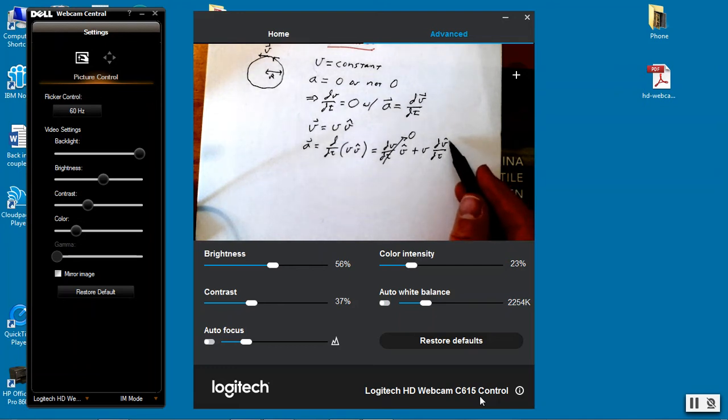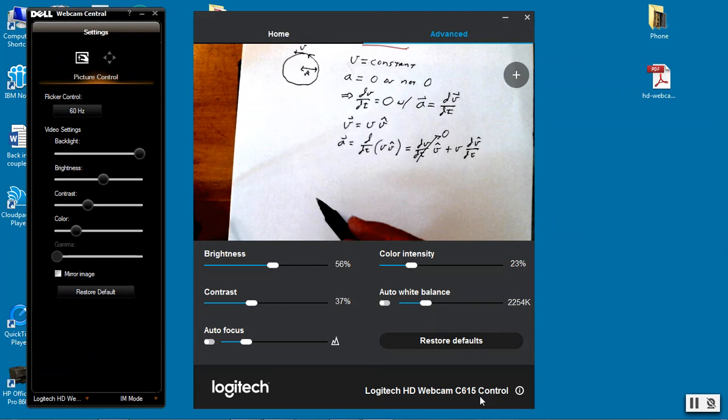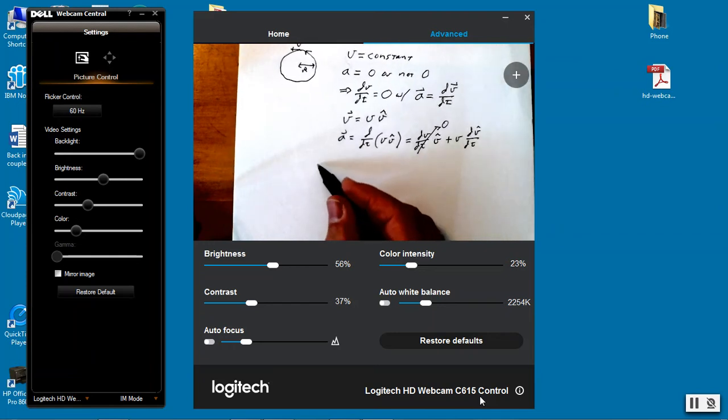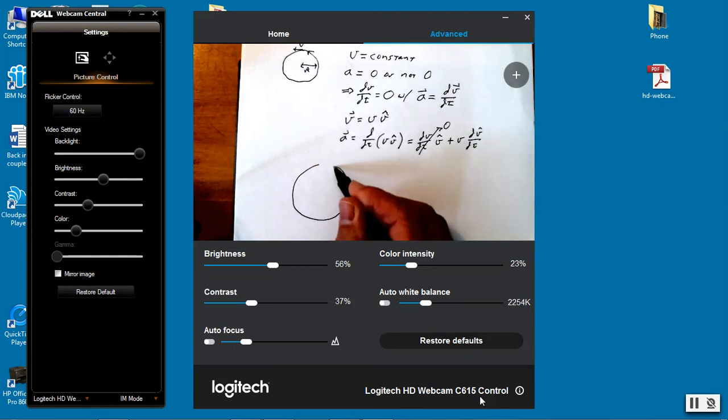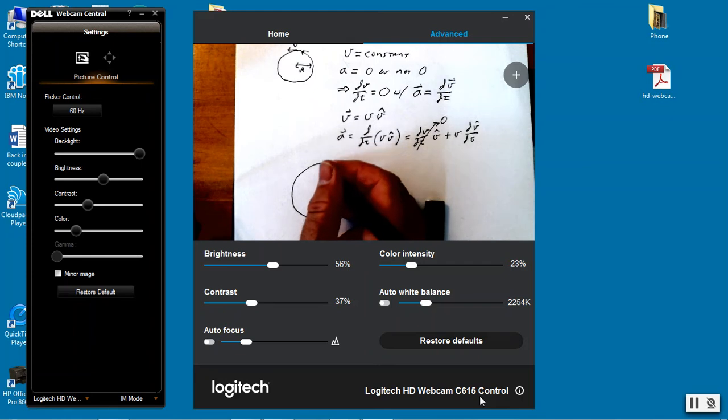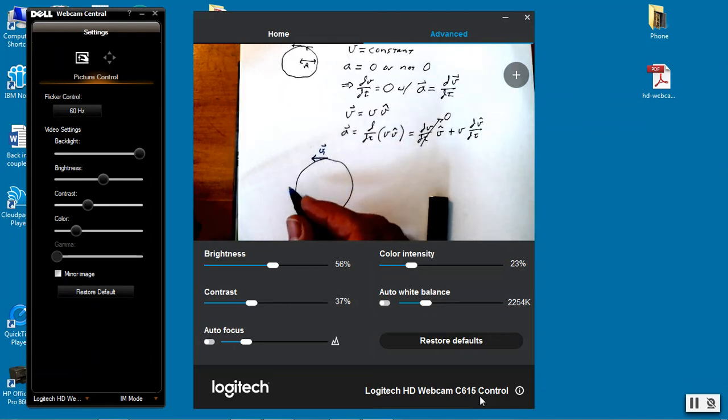It's the change of the direction that the velocity vector is pointing. So if I draw the circle again, at this point on the path, the velocity vector is tangent to the circle. At this point of the path, it is again tangent to the circle.